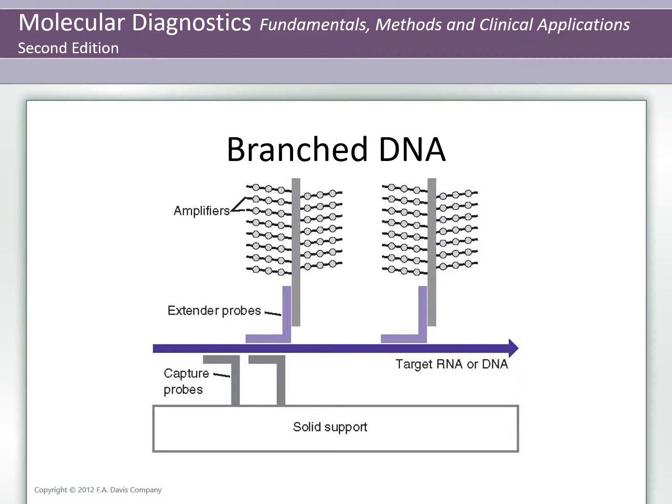The target is captured or immobilized to a solid support by capture probes, after which extender probes create a stable cruciform structure with amplifiers. Each amplifier has hybridization sites for 8 to 14 branches, which in turn bind substrate molecules for alkaline phosphatase labeled oligonucleotides. Chemiluminescence after these reactions take place is measured in a luminometer.